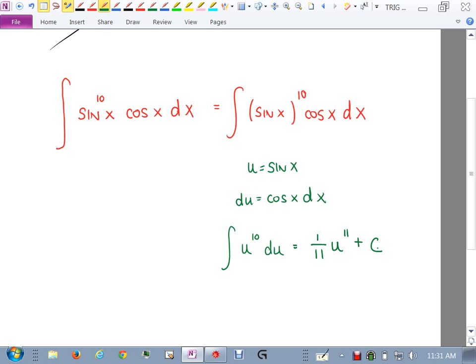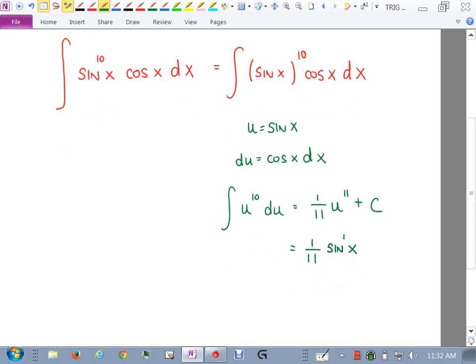And finally, change u back. Was it cosine or sine? It was sine, right? So how am I going to write this? Sine x to the 11th. So I should probably go back to that other notation and put that 11 up there like that. And then plus c.